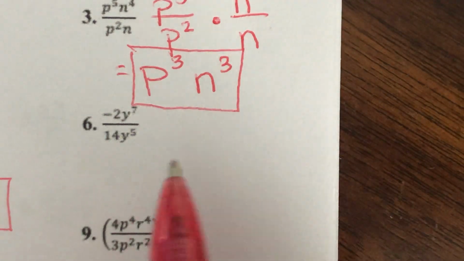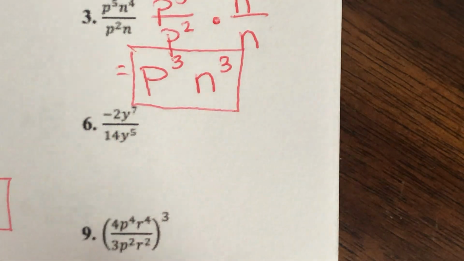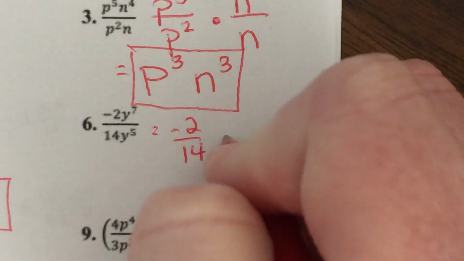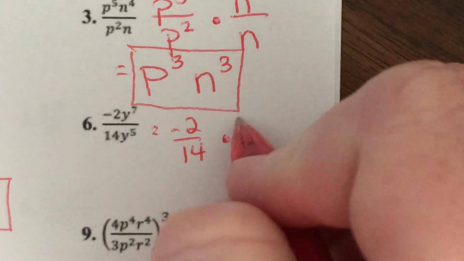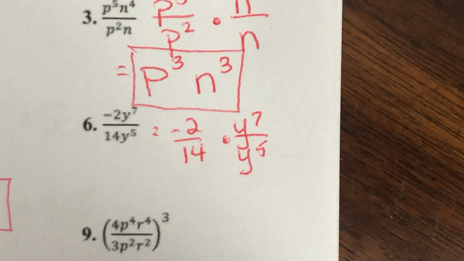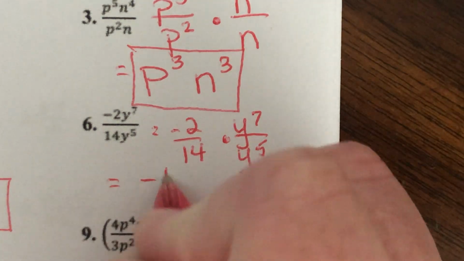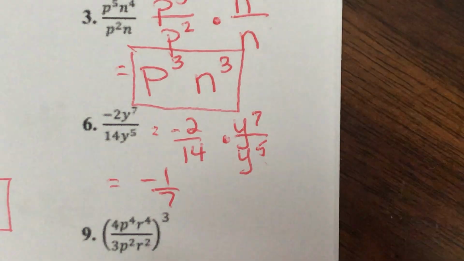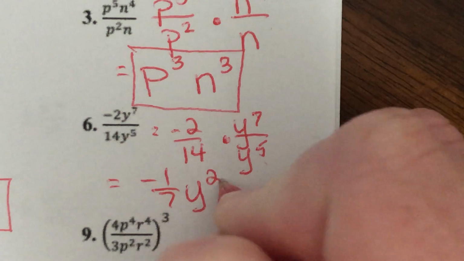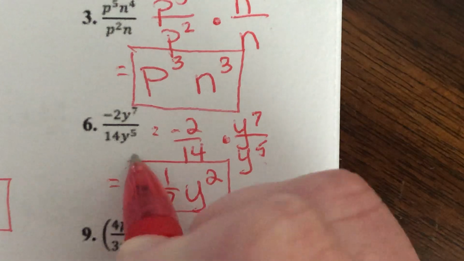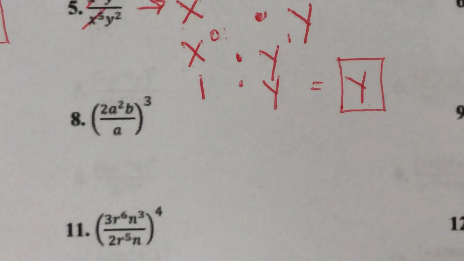Number 6. I want to line up my numbers here. So I'm going to separate this into -2 over 14 times y to the 7th over y to the 5th. -2 divided by 14 simplifies to -1 over 7. And then y to the 7th divided by y to the 5th, 7 minus 5 is 2. So I get y squared. So that's my answer here, -1/7 y squared. You can always pause the video and go back if I'm going too fast.